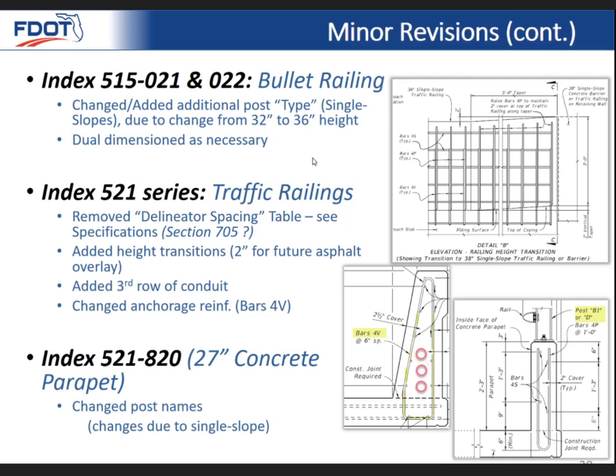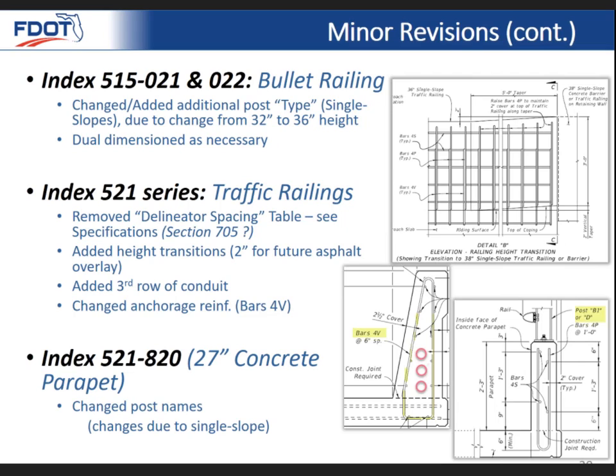We also added some type designation changes to make that clear and separate it from previous years' versions for the fabricators. We've used dual dimensions on those drawings just to keep the number of sheets down. So I invite you to take a look at those two indexes. Then for the traffic railings on bridges, we removed the delineator spacing table, since the spacings will be included in the specification. I have a question mark there next to section 705 because it's not in the current spec, but I presume it will be in there in July when these become effective. So don't send me an email on that one.